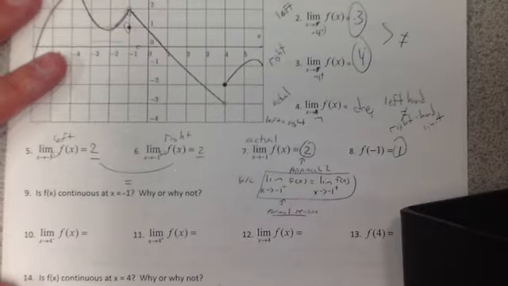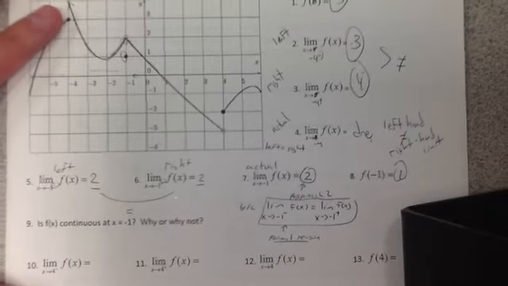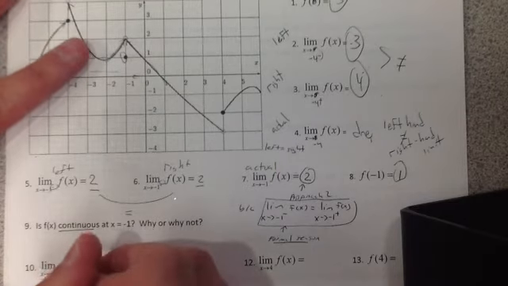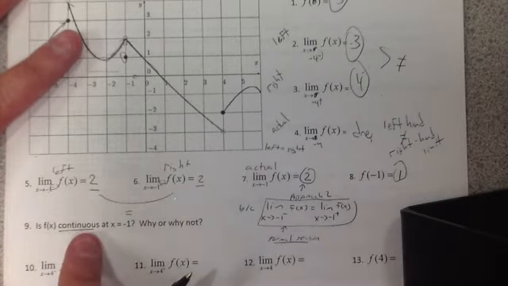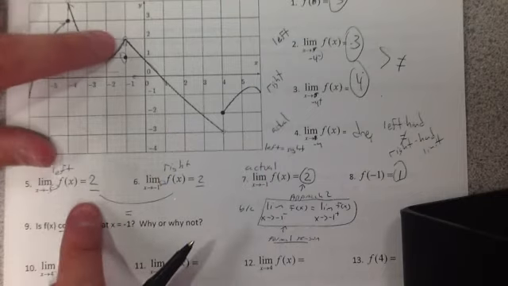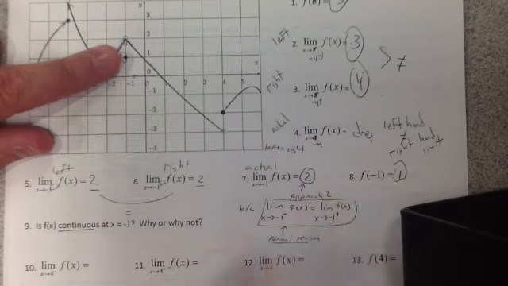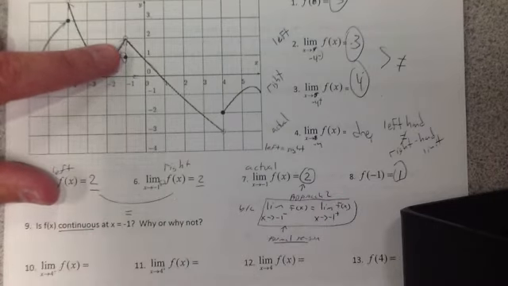Alright, so let's take a look at number 9. Number 9 says, is the function continuous at -1? Well, remember we talked about, for continuity, 2 things have to be true. 1, you have to have a limit. And we have a limit at -1. It's 2. We also have to have a value. We have a value. It's 1.